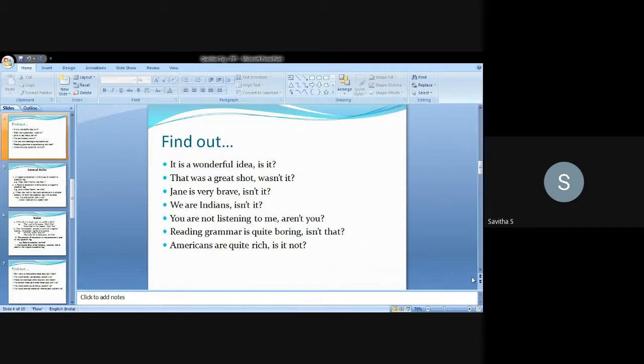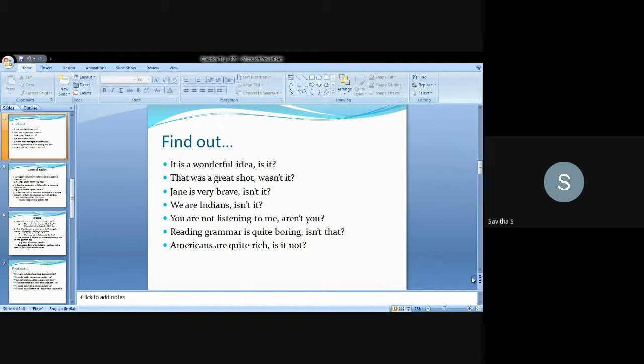Similarly, when you look into the fourth one, we are Indians, isn't it? Here it also needs to be revised. Since the subject of the sentence is "we," the impersonal pronoun "it" cannot replace it in the tag question. Therefore, the sentence should be written as, we are Indians, aren't we?